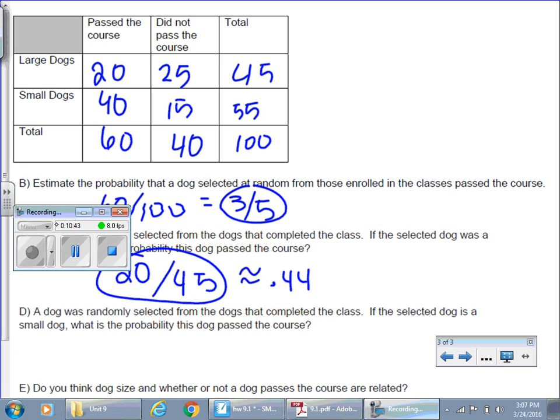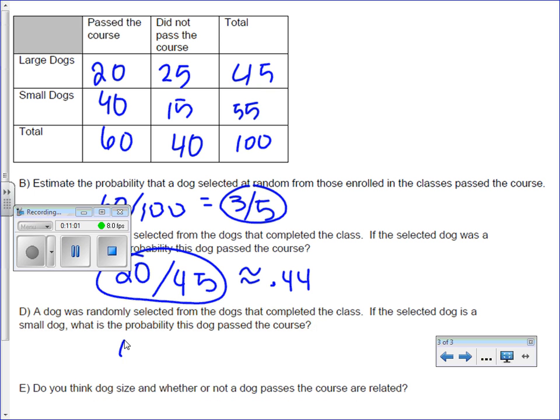Okay, part D. A dog was randomly selected from the dogs that completed the class. If the selected dog is a small dog, what's the probability that this dog passed the class? Okay, so we want to put how many small dogs passed, which is 40, on the top of the fraction. And then on the bottom, it's out of small dogs, because it said that they're definitely picking out of the small dog category.